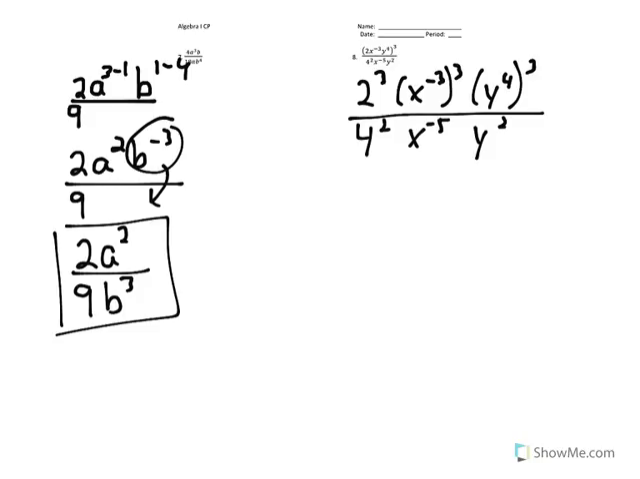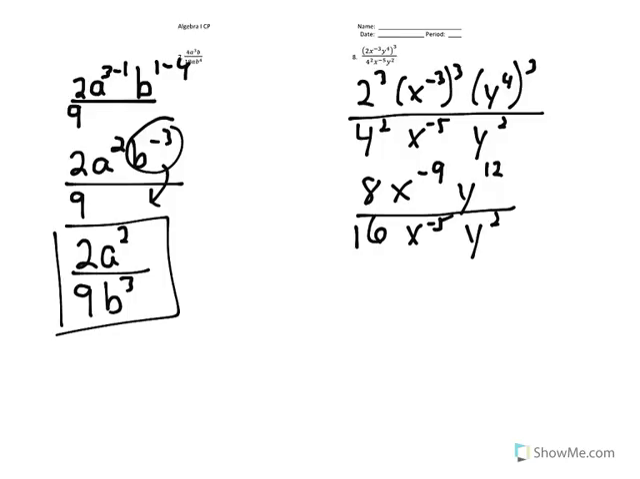So evaluate the numerator. 2 cubed is 8. x to the negative third cubed is x to the negative ninth because we multiply our exponents. And then y to the fourth cubed is y to the 12th. Our denominator, 4 squared is 16, x to the negative fifth, y squared.